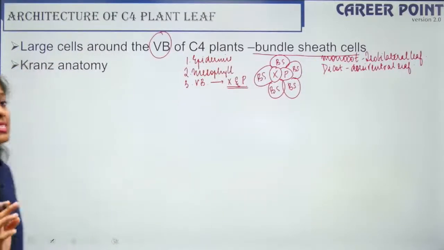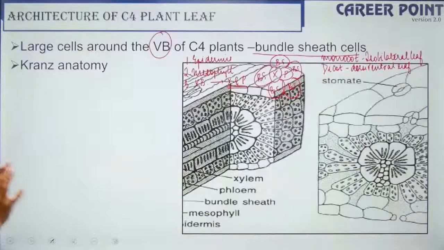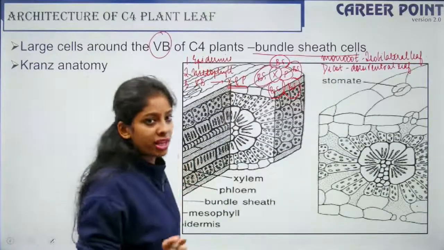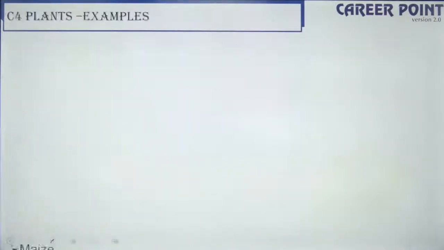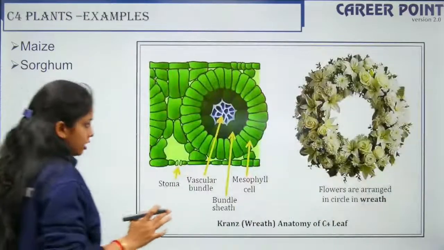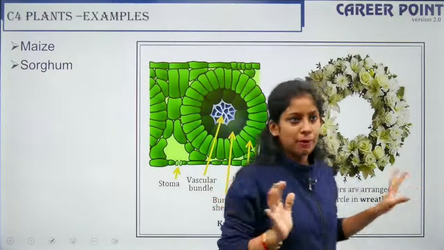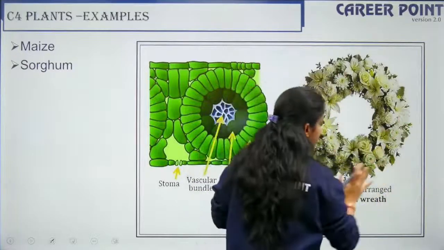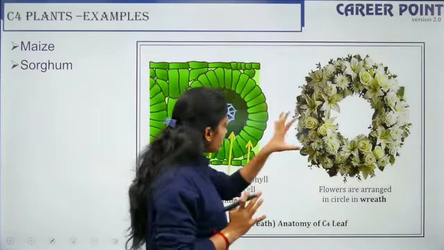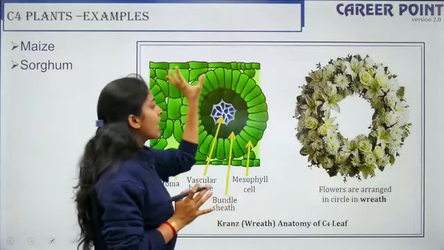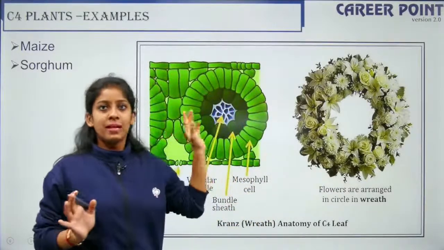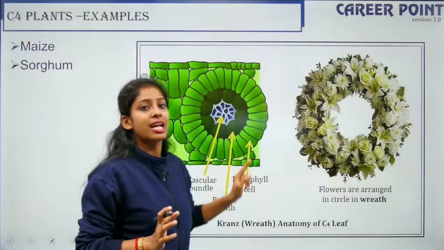So Kranz means wreath. What is that whorl? Suppose you are going to give a bouquet to someone, what shape is it? It can be this shape, right? So for an ornamental purpose, you arrange the flowers in this pattern. In a much similar pattern, your Kranz anatomy looks. This is how your Kranz anatomy looks.